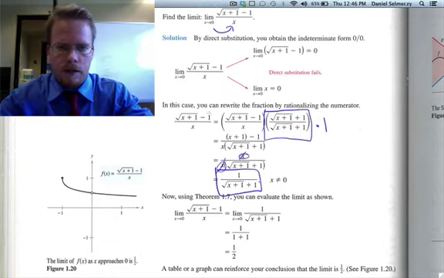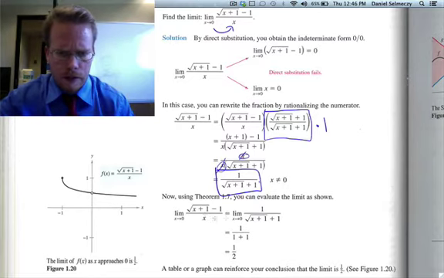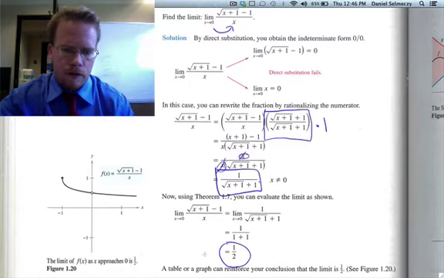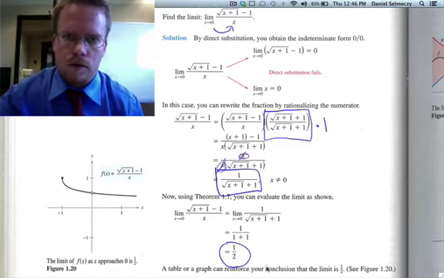And when we plug in the x value of 0 using direct substitution, we find that the function is approaching 1/2. And you could also look at the graph or use a table to reinforce your conclusion.